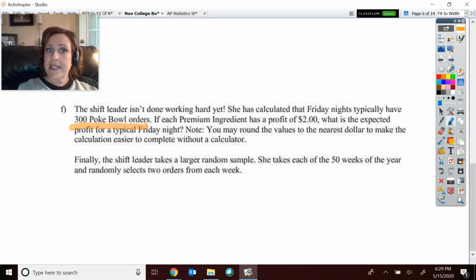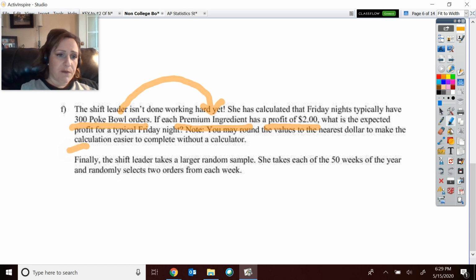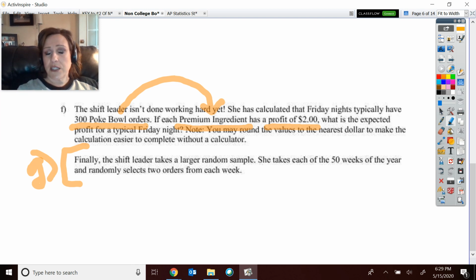But we need to then decide how many premium ingredients that equates to, because we know we get a profit of $2 per premium ingredient. All right. What is the expected profit on a typical Friday night? So this information, by the way, goes to part G, so we'll hold off on that. So let's take a look.